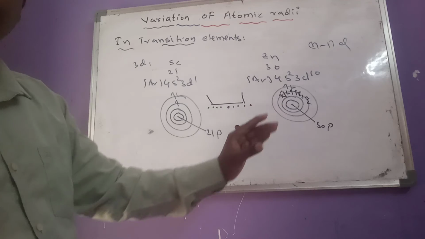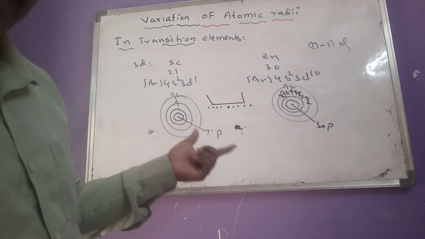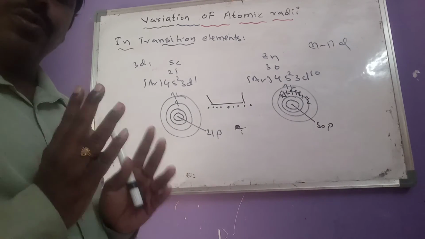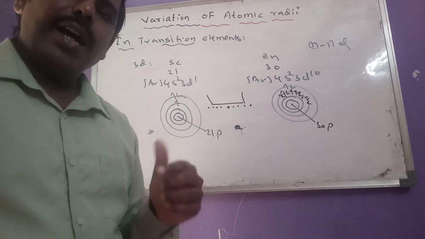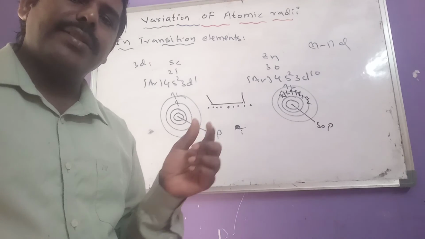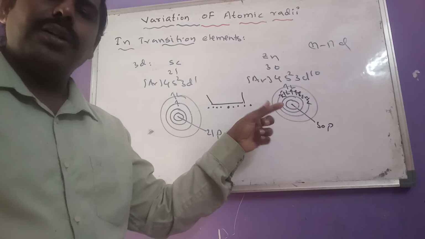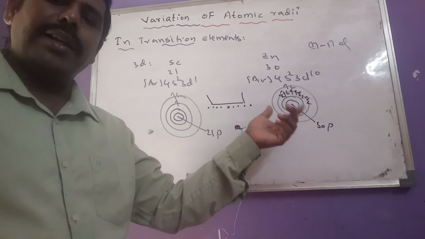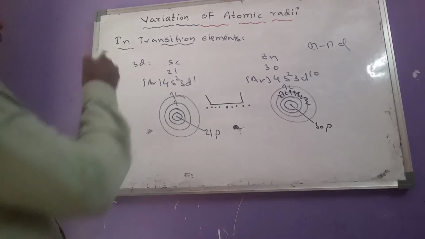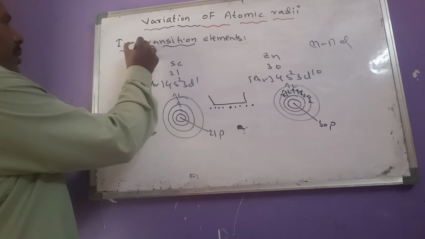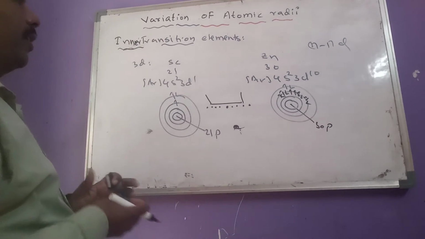So there is a slight decrease in atomic radius, not a gradual decrease or a sudden decrease. So the final conclusion is: in transition elements from left to right, atomic radius decreases slightly due to the greater screening effect of the d subshell, or d orbitals. Okay, now let us see inner transition elements. In inner transition elements, what happens to the atomic radius from left to right?